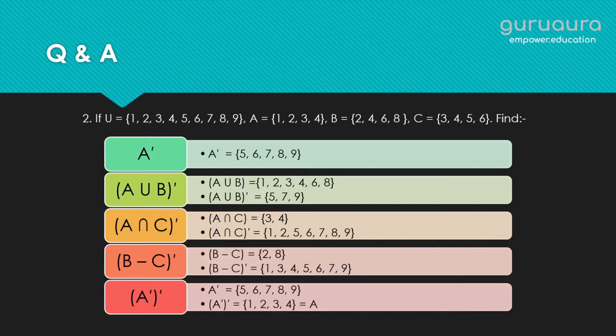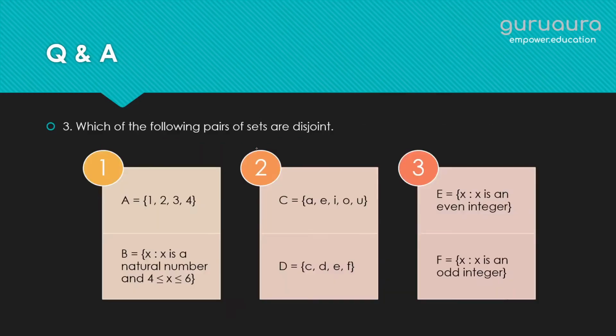Now let's see the next question. Which of the following pair of sets are disjoint? So here you are provided with 3 pairs of sets, A and B, C and D, E and F. You need to find which of the pairs are disjoint. So again, pause the video and try to find the disjoint sets, and we will see the answers in the next slide. Now, let's see the answers.